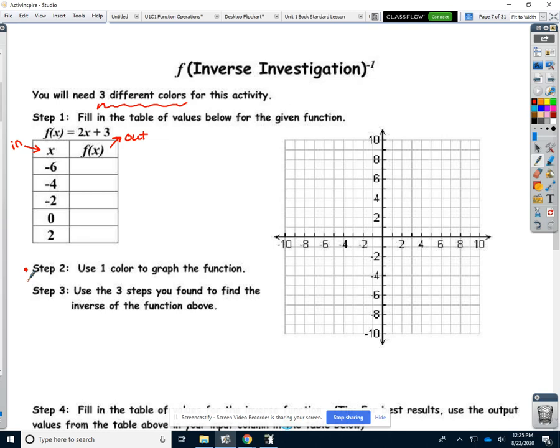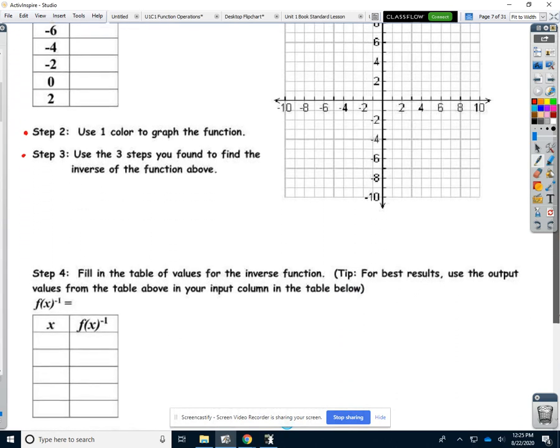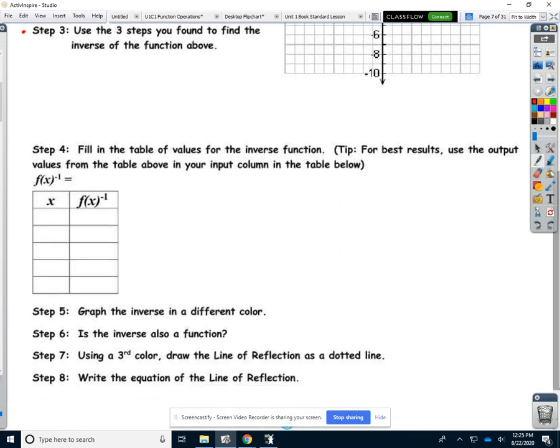And then we'll talk about using the 3 steps that you found from your homework to find the inverse of the function above. So hopefully you could get through steps 1, 2, and 3 on your own. You might get stuck on step 3. And then we're going to make sure you're careful with step 4.